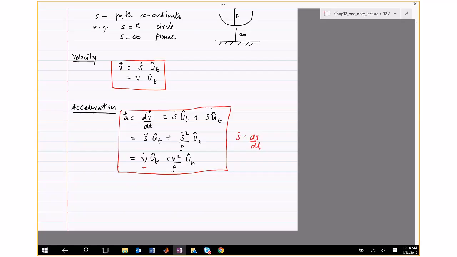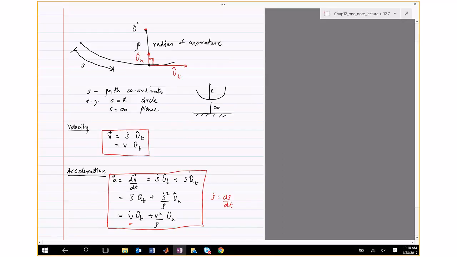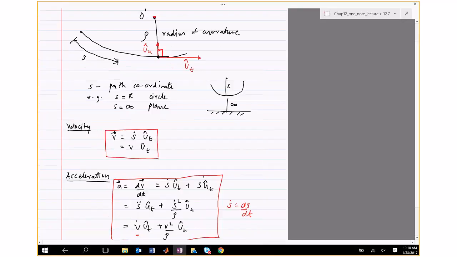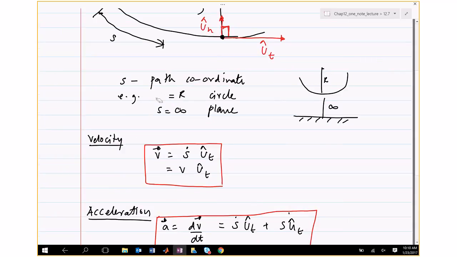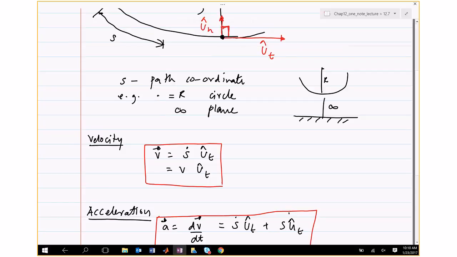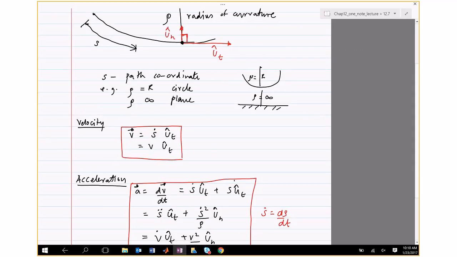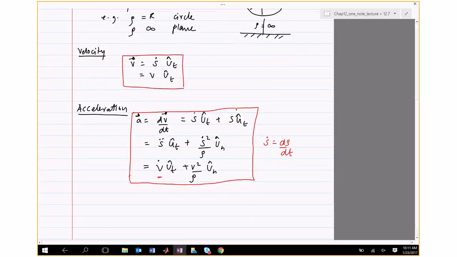Okay, now one question here is, how do you find rho? For a circle, rho is simply, my bad, this should be rho. Just correct, this should be rho. Okay, for a circle, we know rho is r. For a plane, we know it's infinity. But what about a parabola, or a square, where it's going to be infinity? So how do you find rho?